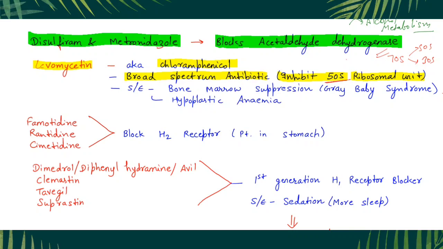What is the side effect? The side effect is that it causes bone marrow suppression. So it acts on the bone marrow and leads to bone marrow suppression. It is also known as gray baby syndrome.